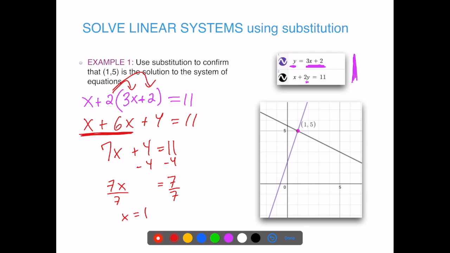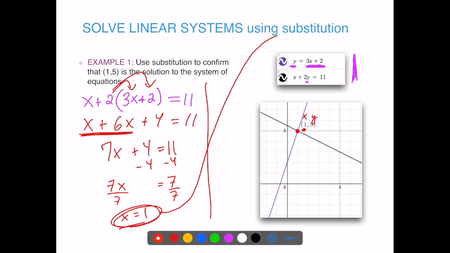But remember, we're looking for a point, and that point has an x and a y value. So we see so far we have x is 1, and the x in the graph was 1. So we got that good. That's correct so far. But we still need to confirm that that y value should be 5. So at this point, what I can do is substitute my x value of 1 into either of the equations. So if I go up there and plug that into there or to there, either way I'll see that I should get y is 5.